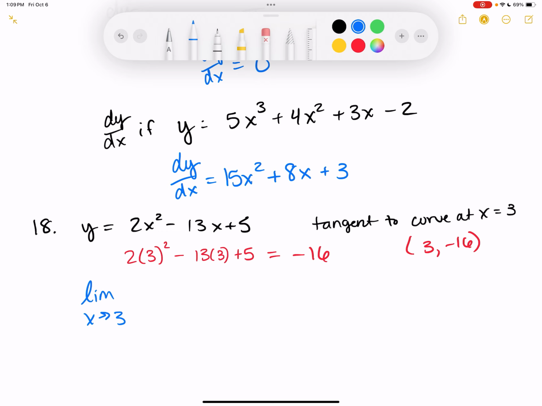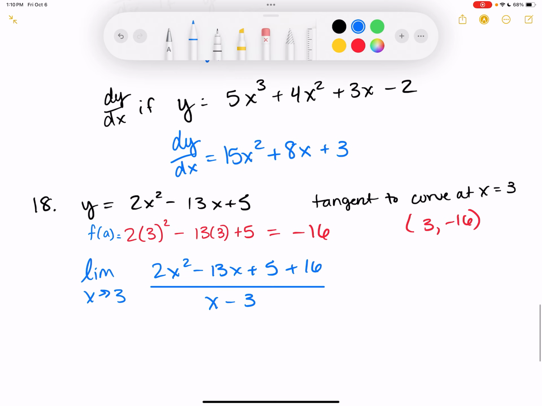So this is just going to be the f of x minus f of a over x minus a. So 2x squared minus 13x plus 5 minus, we've already found f of a. This is f of a right here, technically. So that's negative 16. So minus negative 16, so that's going to be plus 16 over x minus 3. Are we tracking?